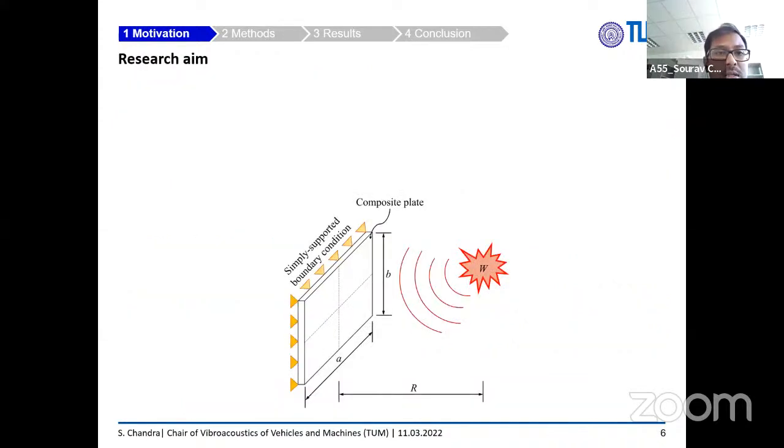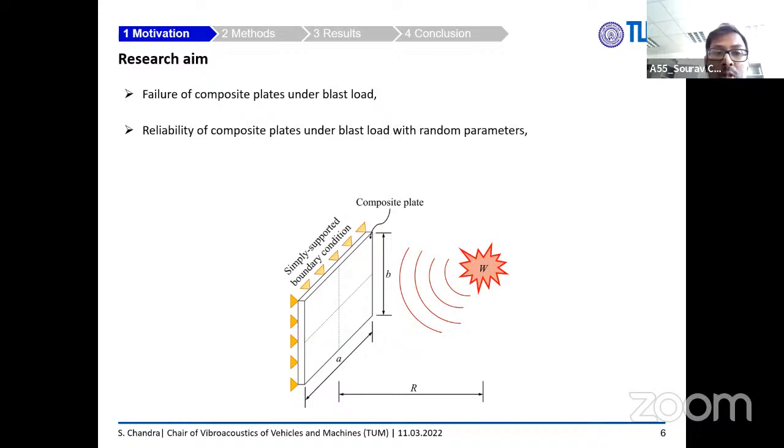So these are basically the three aspects of this presentation: study the failure of the composite plate under blast load, and next we will study the reliability of the composite plate under blast load with random parameters, and study the applicability of the GPC expansion as a meta model to evaluate the reliability.